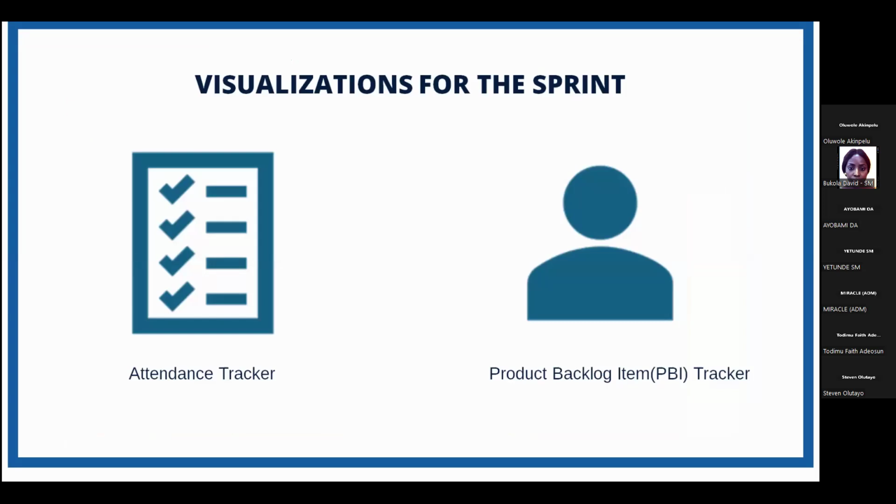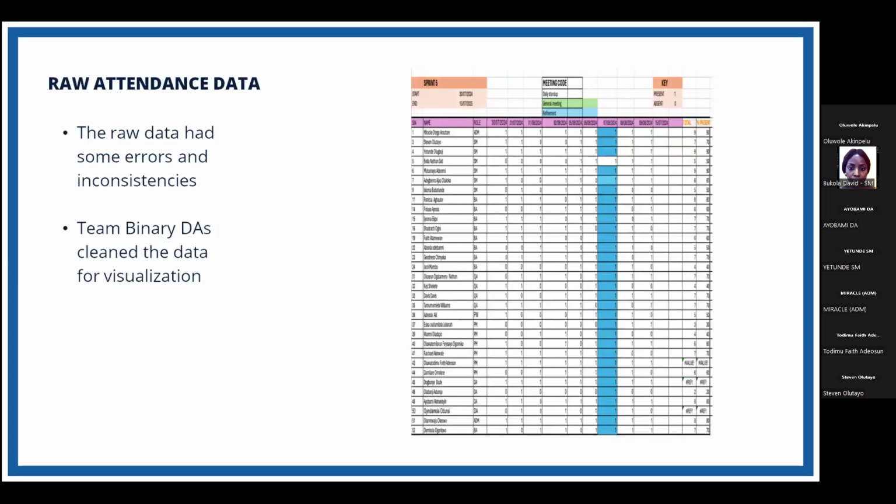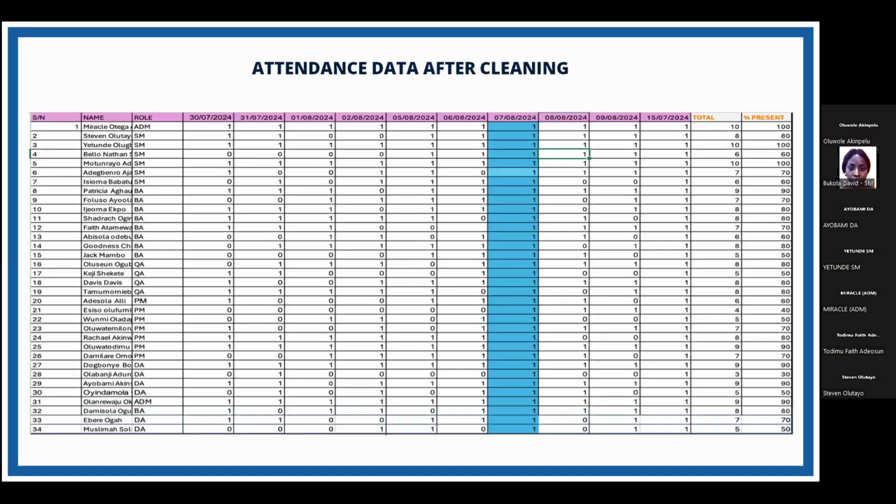So these are the visualization tasks for the sprints. We have the attendance tracker and the product backlog item tracker. We had to clean the raw data set to remove errors and inconsistencies for further visualization. So this is the data after cleaning.